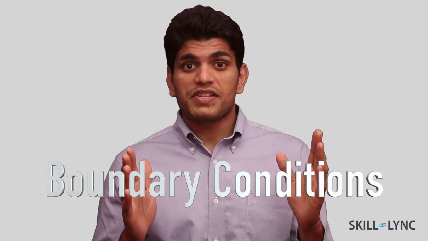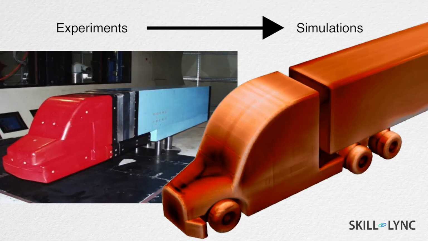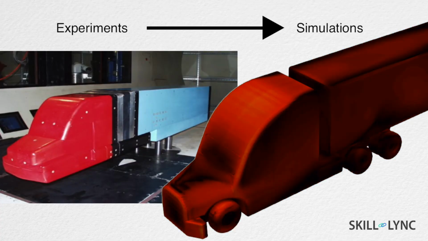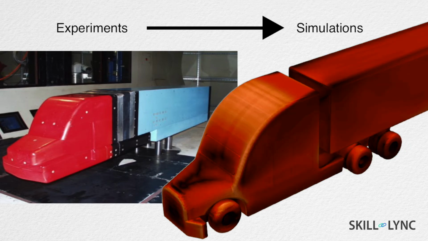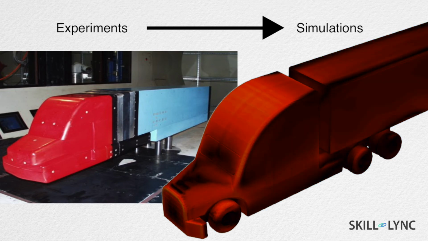Fifth, boundary conditions. In real life, you perform experimentation. To perform the simulation accurately, you need to take critical information from the experimental data and feed it into the simulation. If you don't do this, then you cannot validate your results against experimental data.